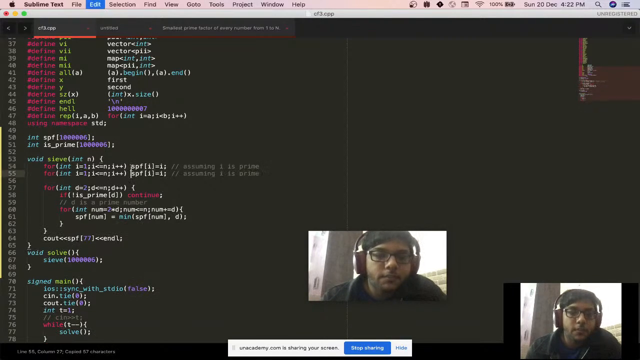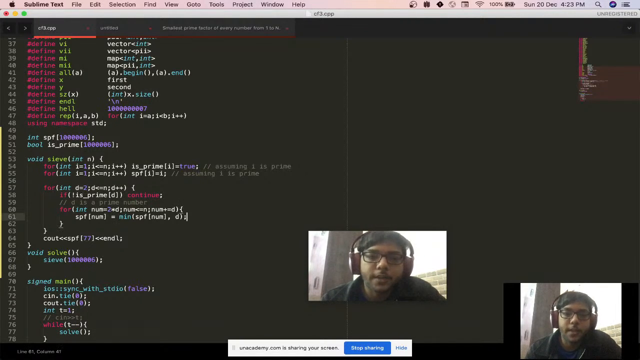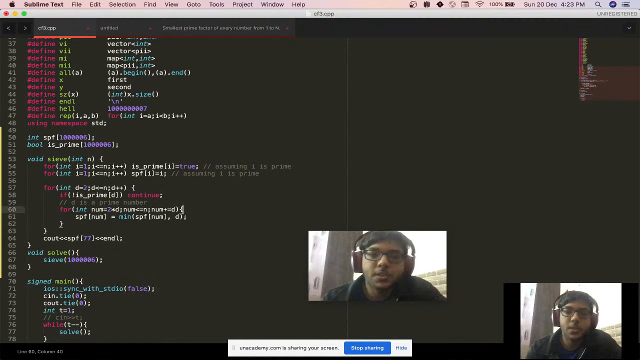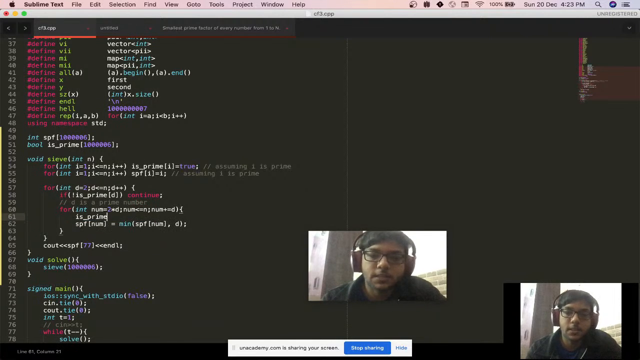So in case of Sieve, what I said was currently I was assuming everybody is prime. So is prime is equals to true, and this was bool. I was assuming everybody is prime. Okay, so I was checking if it is prime or not. If it is composite, I would not iterate over its multiples. And then when I was iterating over it, I am going to say to its multiples that you are not prime. Yeah, that's what we discussed in the sieve yesterday.